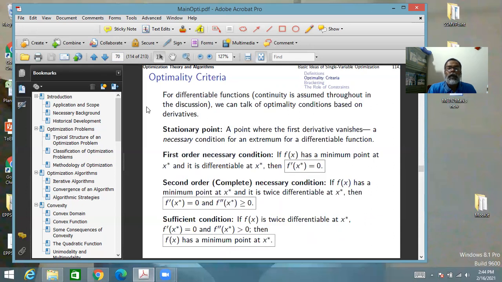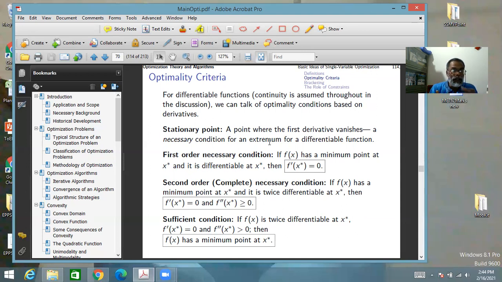Now, this is what we get from definitions. For differentiable functions, something more we can say, and easily we can say from derivatives. Then we talk of optimality conditions. First of all, we define a point as a stationary point if there the first derivative vanishes. And that is a necessary condition for an extremum, minimum, or maximum for a differentiable function.